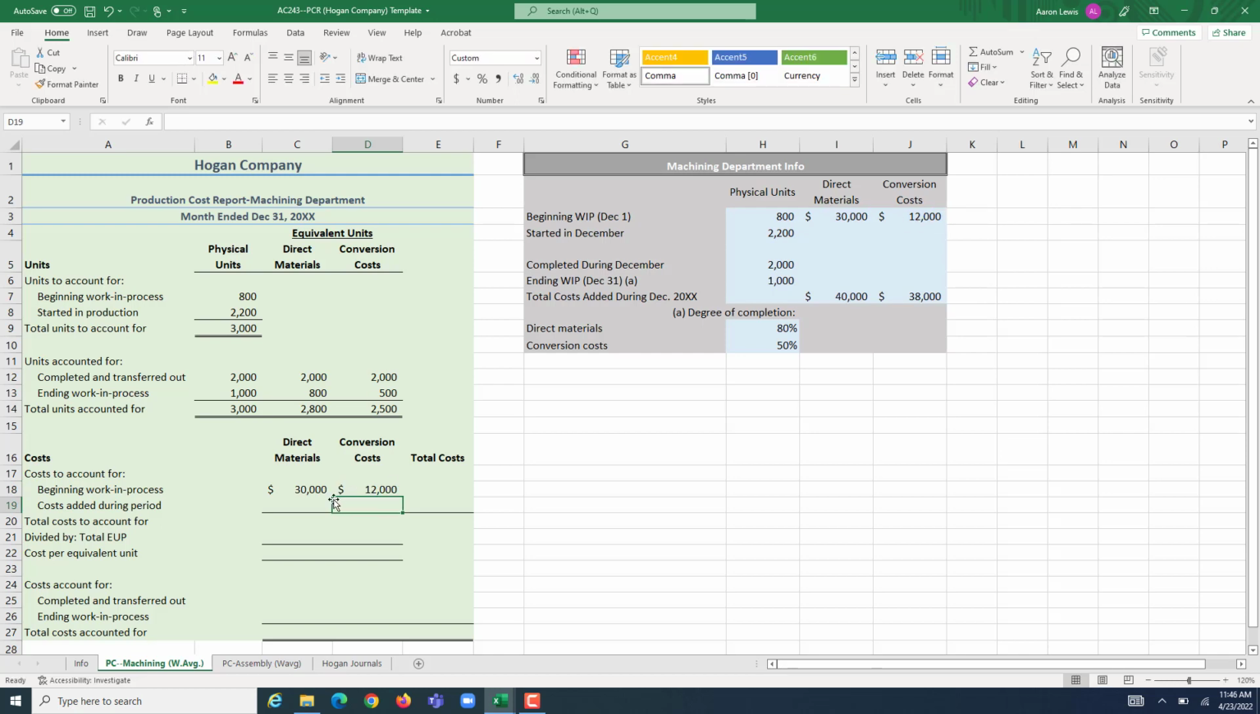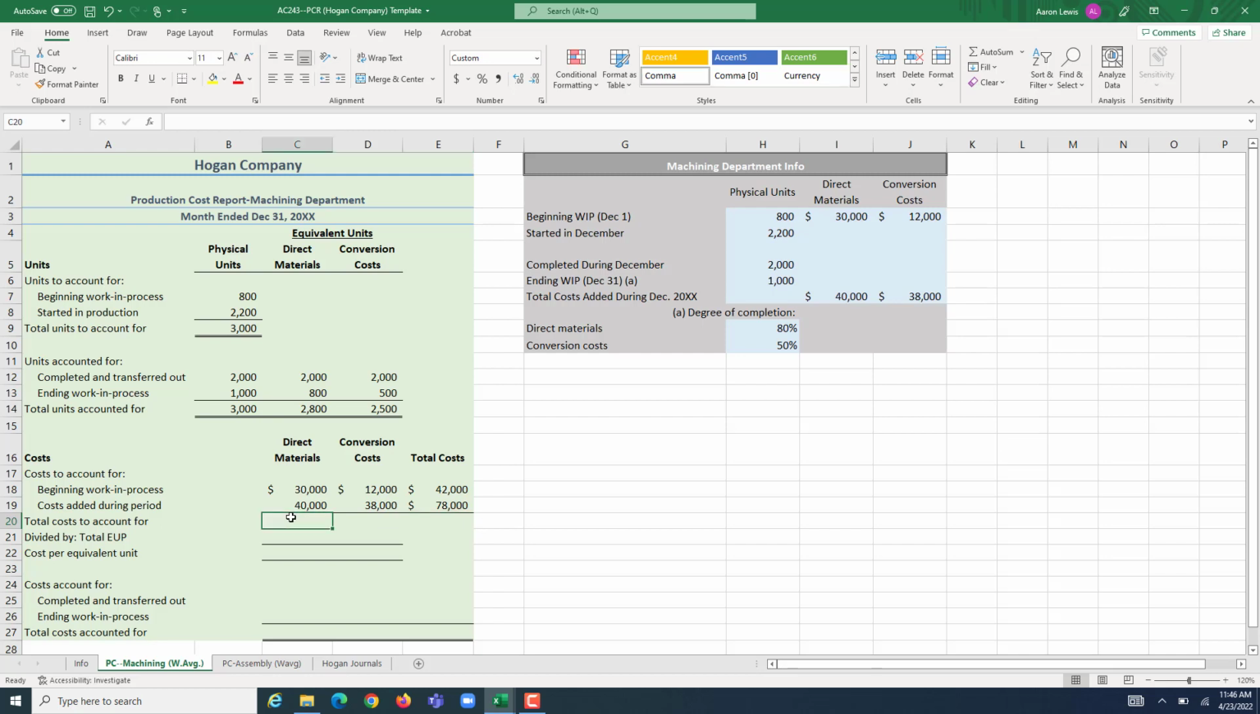During the period, we added another $40,000 worth of material costs given in the information. We also added another $38,000 worth of conversion costs. So now we can go and figure out all of our totals. Beginning units had a total of $42,000 worth of costs added to them, adding the $30,000 to the $12,000. During the period, we added a total of $78,000 worth of costs to units as we worked on them.